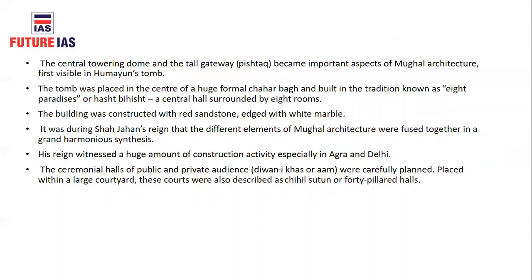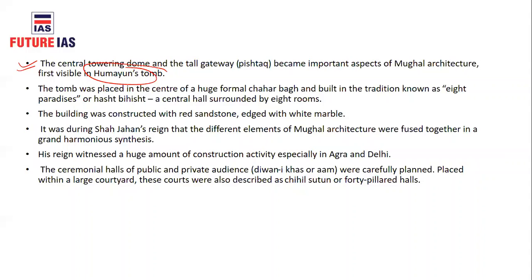And for example, the central towering dome. When you see important Mughal architecture, for example, when you visit Humayun's tomb or Humayun ka Maqbara, you would find that the central dome, with its tall gateways, is an important aspect of Mughal architecture. And the tomb was placed in the center of a formal charbagh, which was the symmetrical division of the bagh into four quarters.